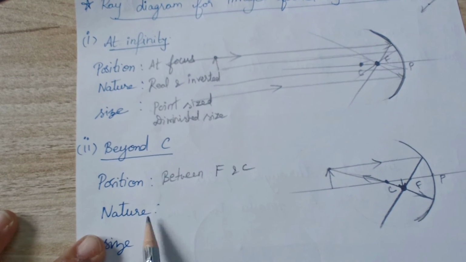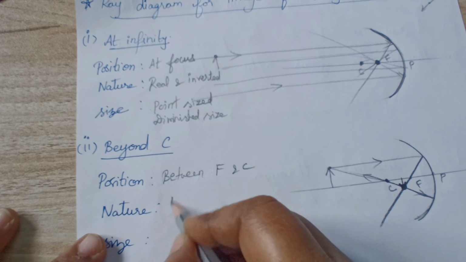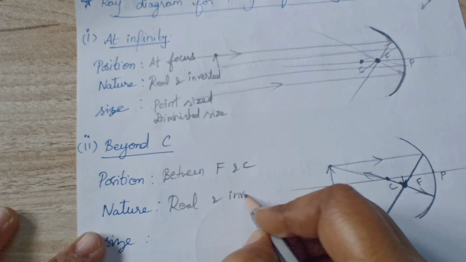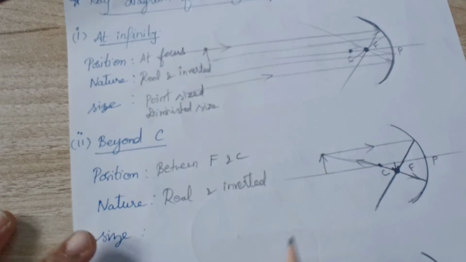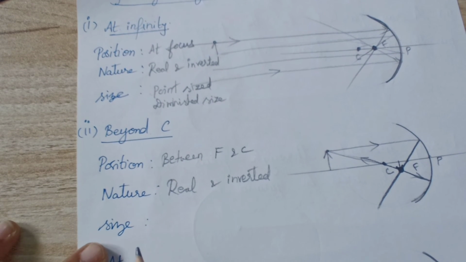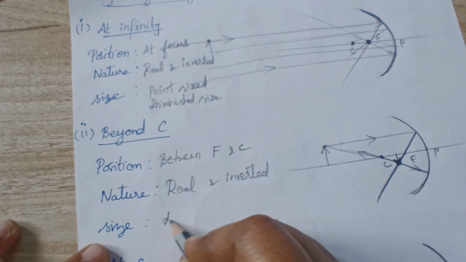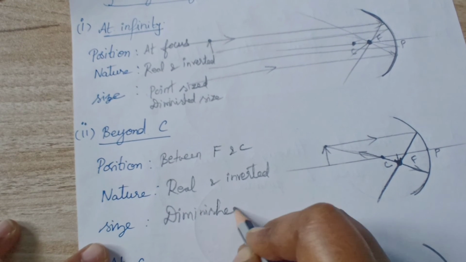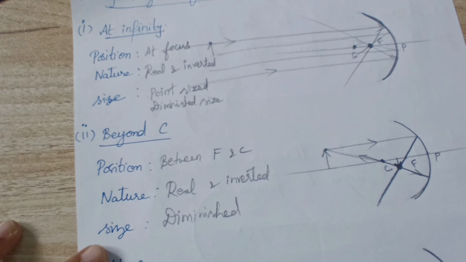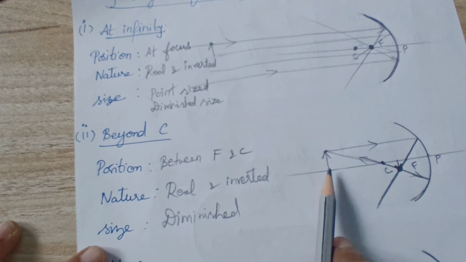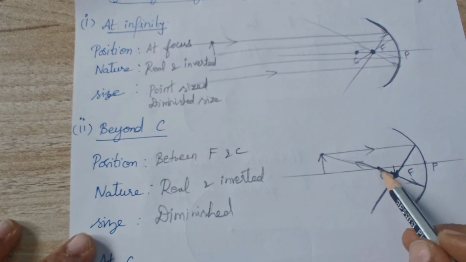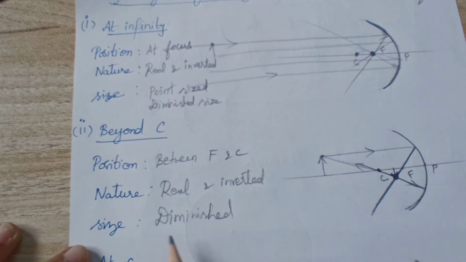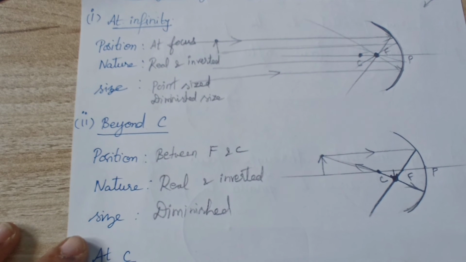Then what is the nature of the image? Real and inverted. What is the size of the image? It is diminished, small in size. Okay, clear on this? When the object is beyond C, the image lies between the focus point and the center of curvature, and it is diminished in nature. Clear on this? Okay.